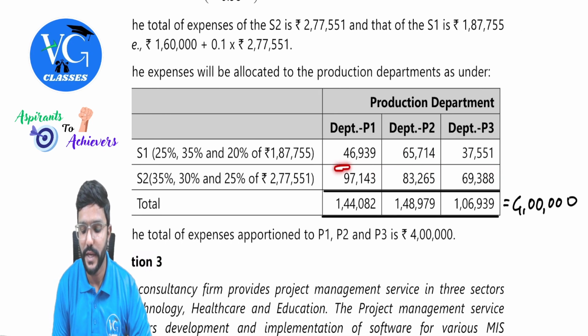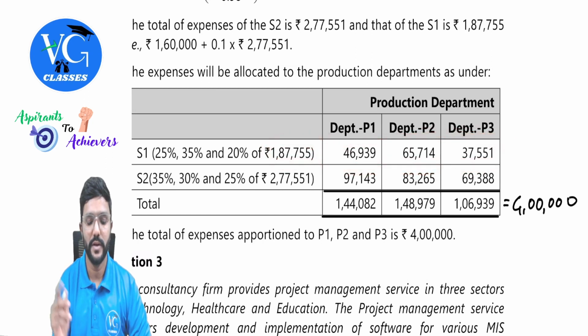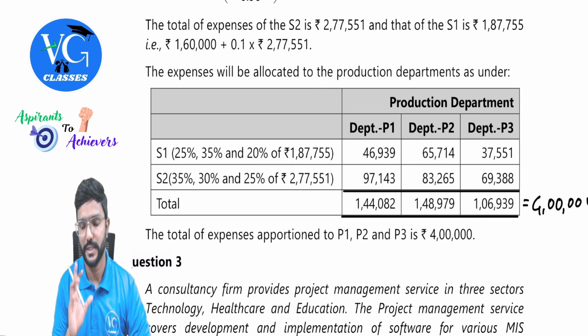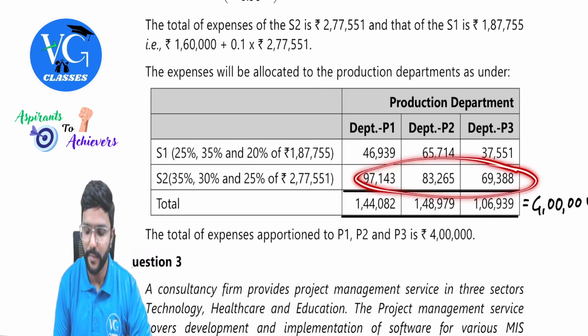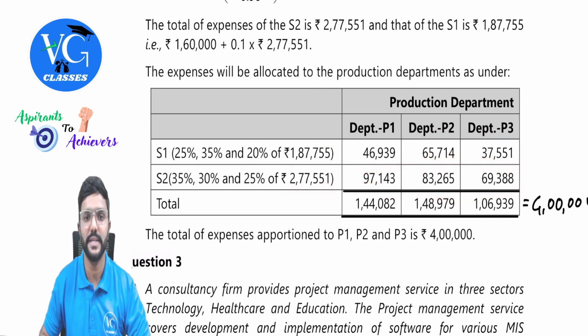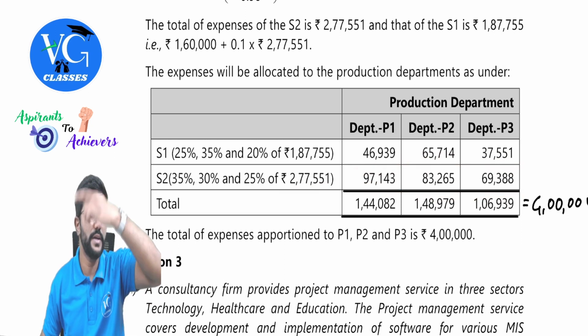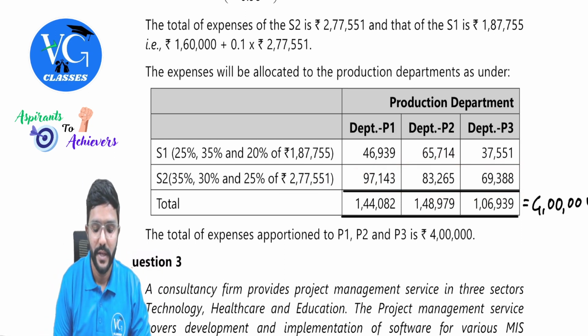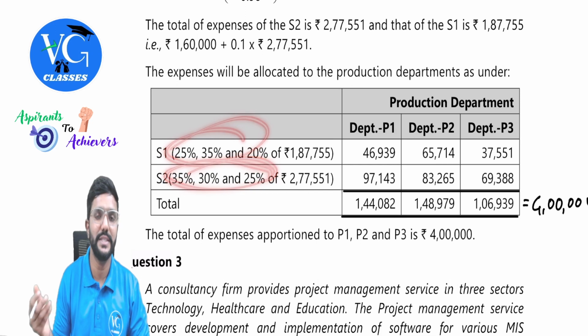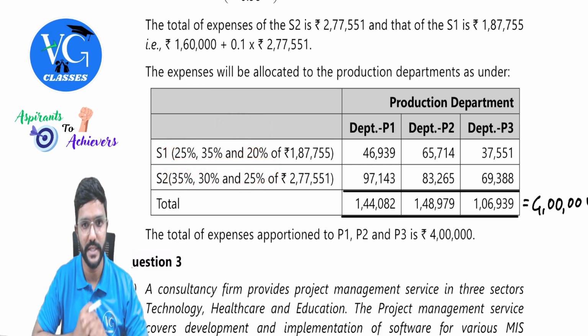If you add up these three here, will it be equal to this? No, because we have not shown the service department cost, guys. Please be careful. Even here, if you add up all these three, this will not be equal to 2,77,551 because we have left the service departments. You can also see that even if you just add up the percentages, you will not get 100%.